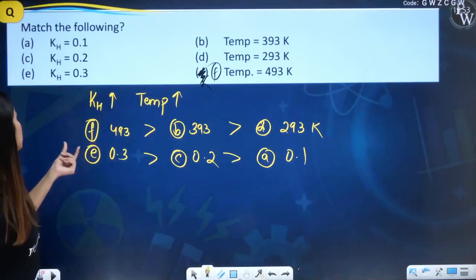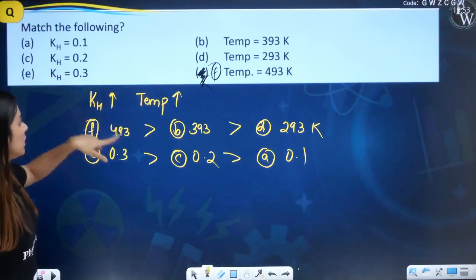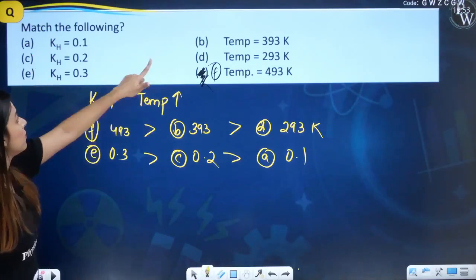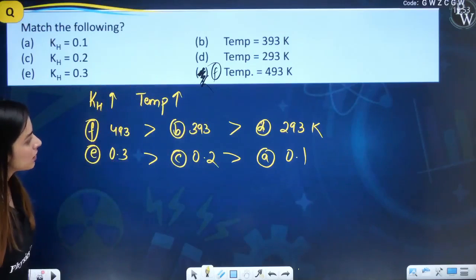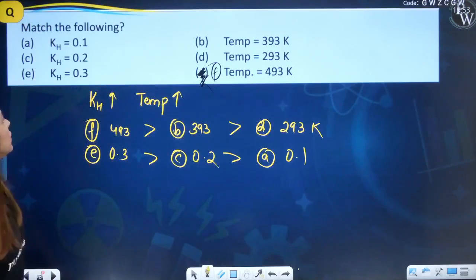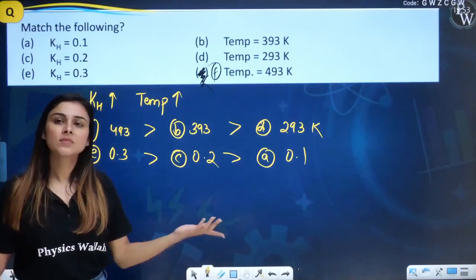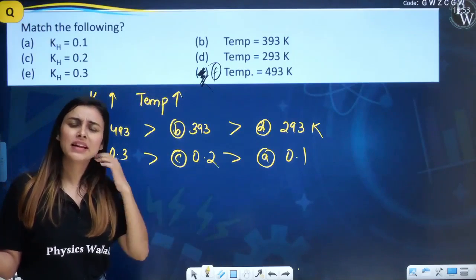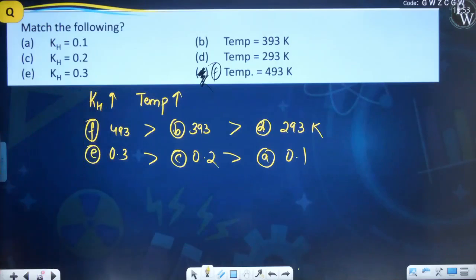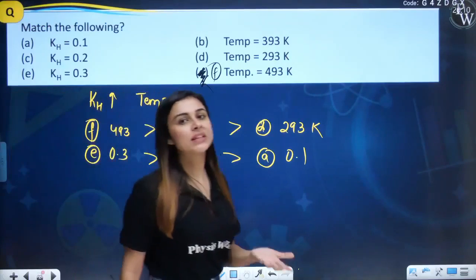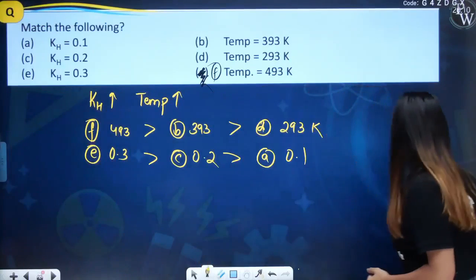F with E, B with C, and then D with A. This is how you have to match them. Easy, right? I hope you're clear with this. Please write this and then we'll move forward. You might have noted this. Now let's move forward. What are we going to do next?